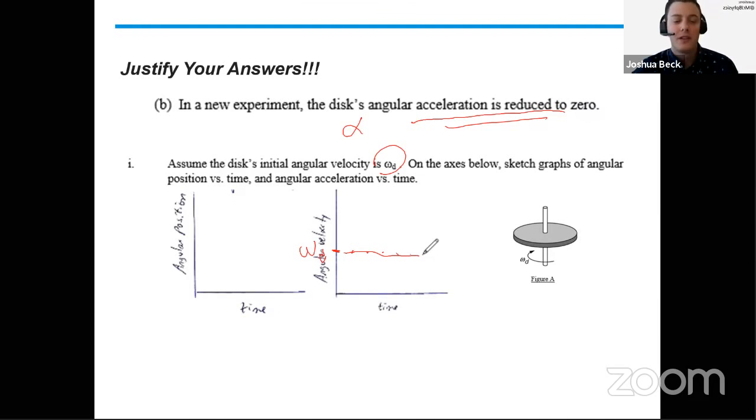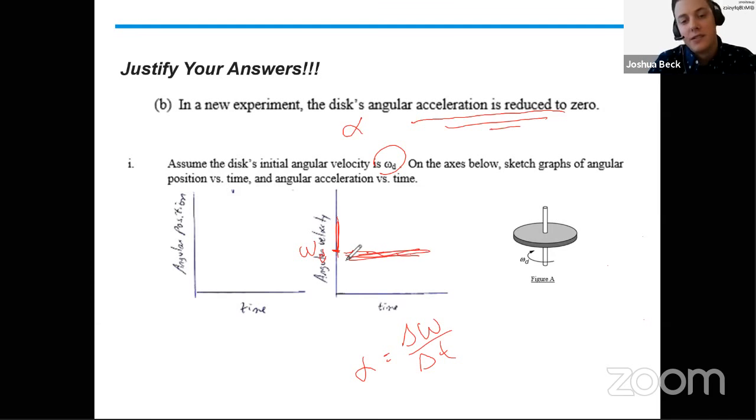Well, we have to think about this graph, and what does the graph show us? If we look at the y-axis on this graph, it's angular velocity. So if I look at this change in angular velocity, and I divide it by the change in time, what I'm doing is finding the slope of this graph, and that's going to give me my angular acceleration. Well, we know that the acceleration is 0, and if I look at this line, I see that the slope is 0.